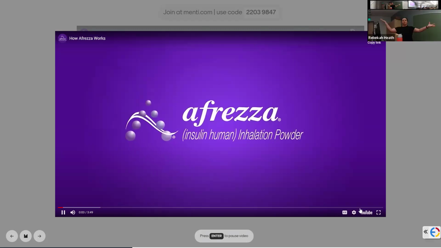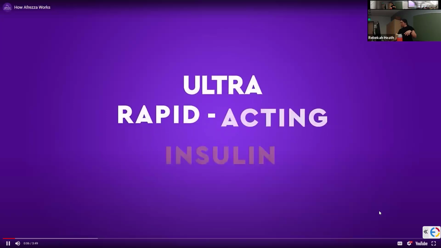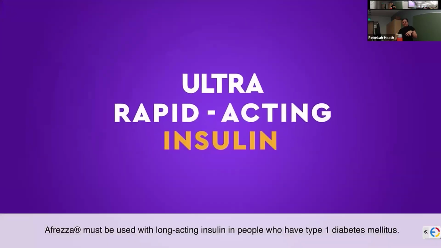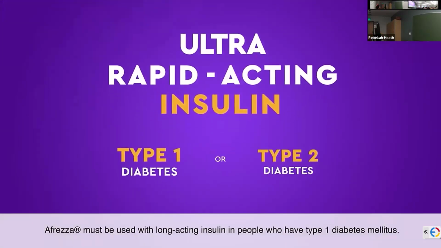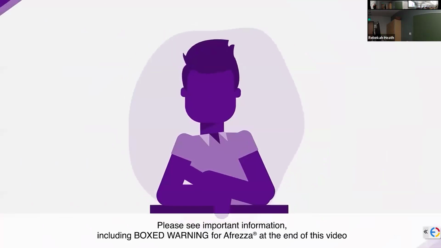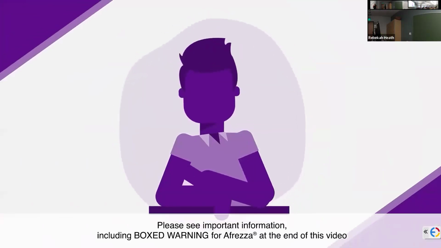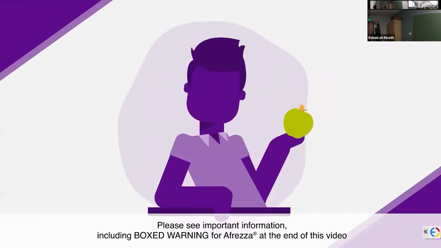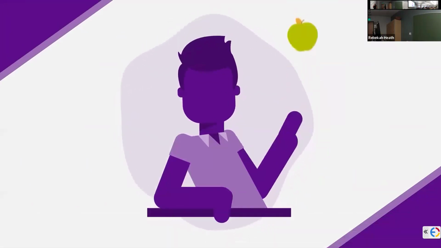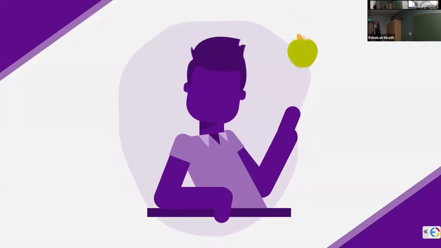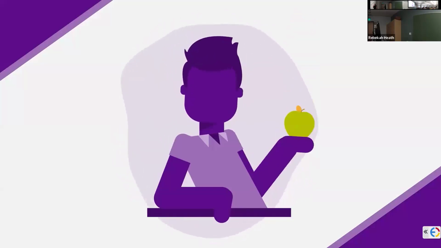Afrezza insulin human inhalation powder is the only inhaled, ultra-rapid-acting mealtime insulin that delivers glucose management in the moment for adults living with type 1 or type 2 diabetes. Please see important safety information, including box warning for Afrezza, at the end of this video. Are you currently injecting insulin, or are you talking to your doctor about the possibility of injecting insulin? Afrezza is a different kind of insulin, and here's how.